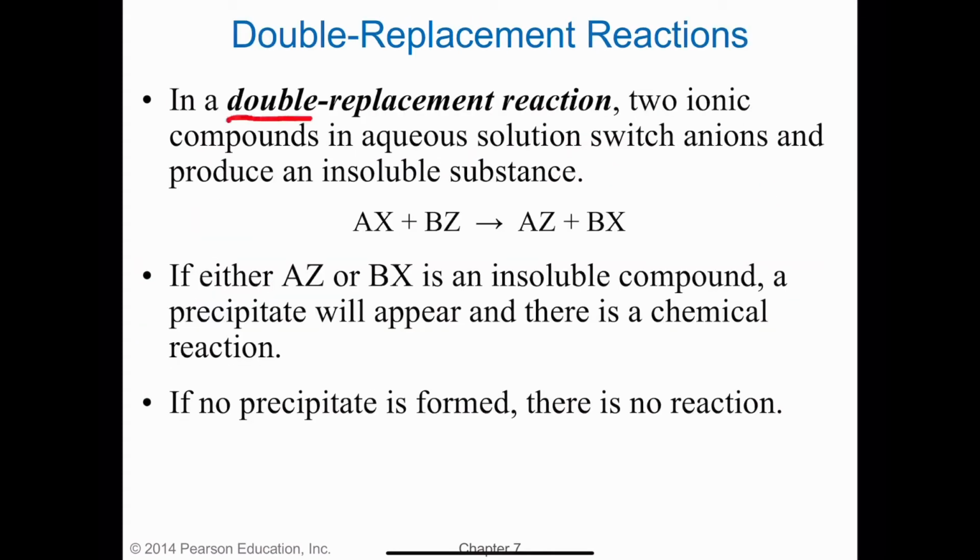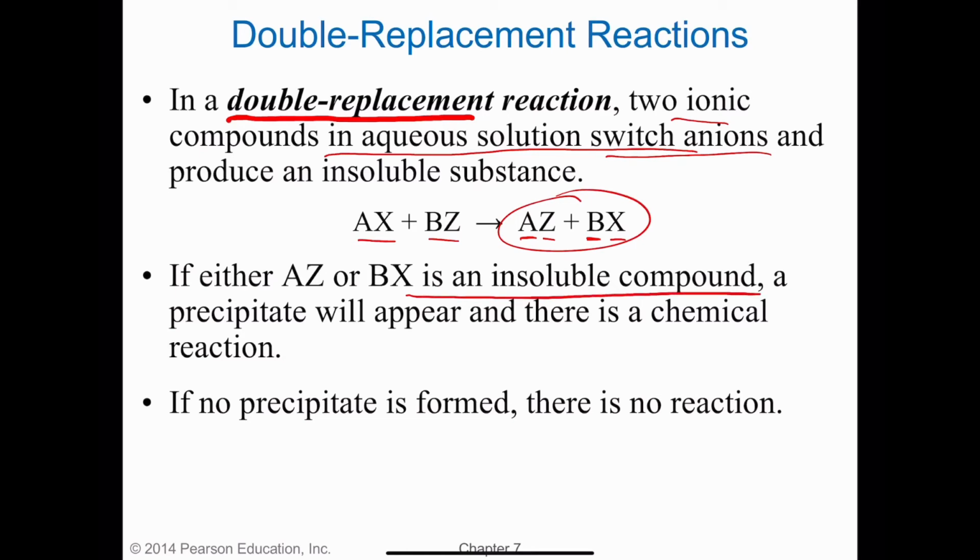So double displacement or double replacement reactions are when we have two ionic compounds in aqueous solution and the ions essentially switch places. So we have AX and BZ, and you see that the A and the B, or in this case the Z and the X, essentially switch places, so they switch partners, if you will. And then the products here, if either of those are an insoluble compound according to the solubility rules we just saw on the previous slide, then a solid precipitate will appear, and we would say that there is a chemical reaction. So a precipitate basically means we're making a solid.